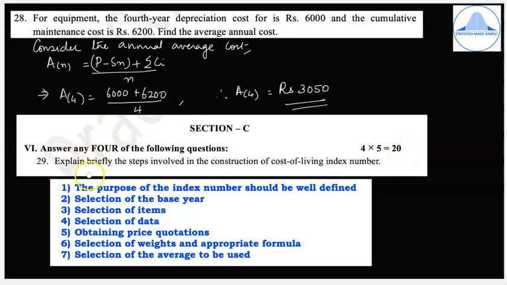29th question. Explain briefly the steps involved in the construction of cost of living index number. Here I have listed out all the 7. That is, the purpose of the index number should be well defined. Selection of the base year, selection of items, selection of data, obtaining price quotations, then selection of weights and appropriate formula, selection of the average to be used.